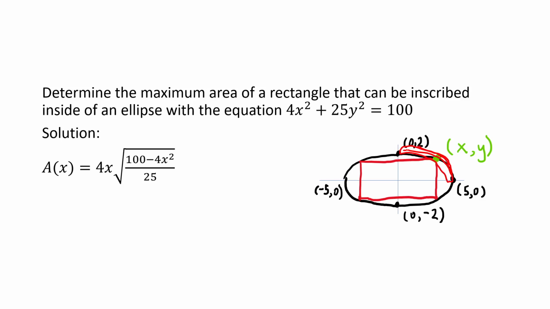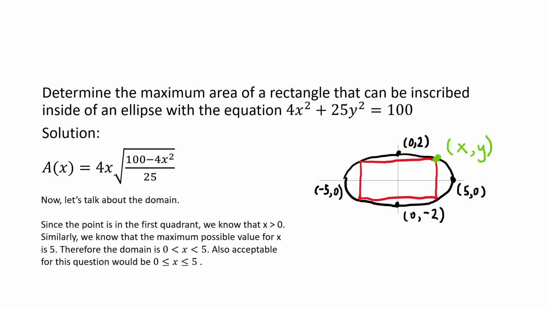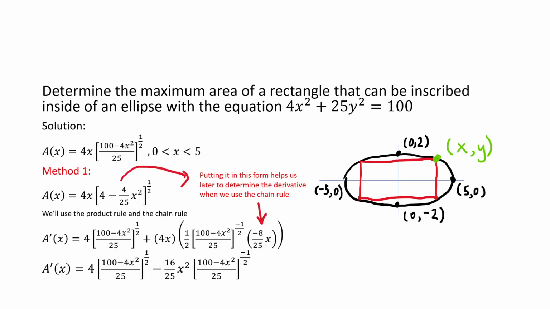And so that means that x is going to be a number somewhere in between 0 and 5. Now, we could say 0 less than x less than 5, or 0 less than or equal to x less than or equal to 5, depending on your interpretation of it. And so what we're going to do now is, with our equation for area and our domain shown, determine the derivative and set it equal to 0.